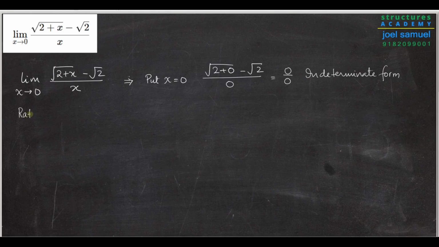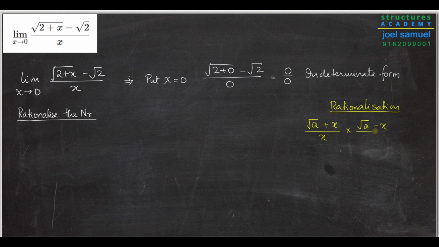So now what we are going to do is rationalize the numerator, because the numerator contains the surd or the irrational part. And in rationalization, we multiply this whole term with its conjugate. So let us assume we have a term (root a plus x) divided by x, and we want to get rid of this root a in the numerator. What we do is multiply the numerator by its conjugate, which means root a minus x, and then we also multiply the denominator by the same term.